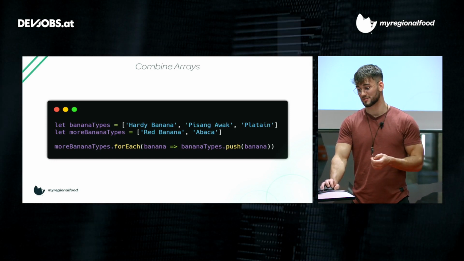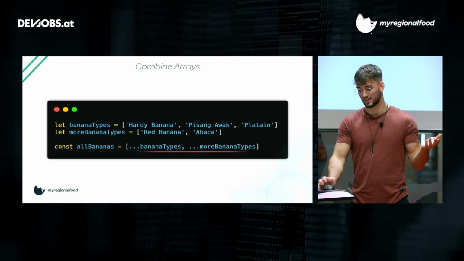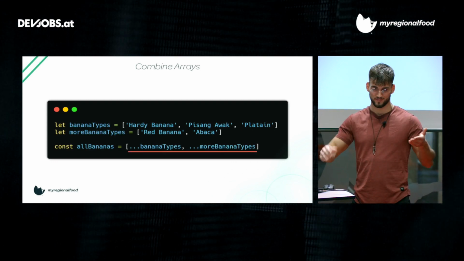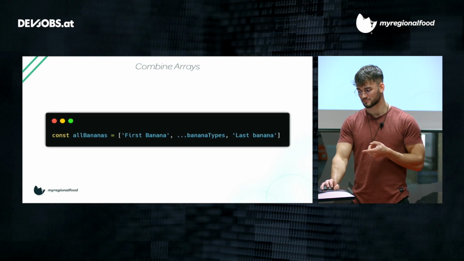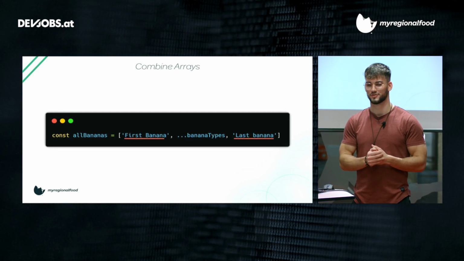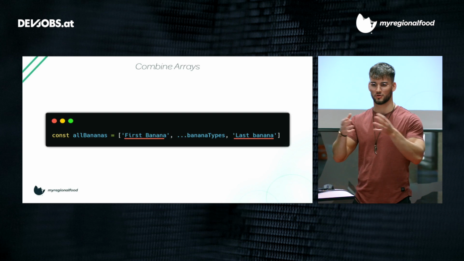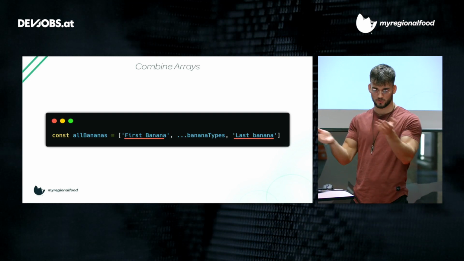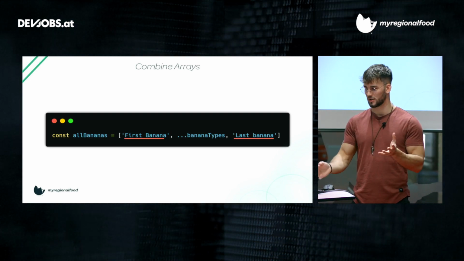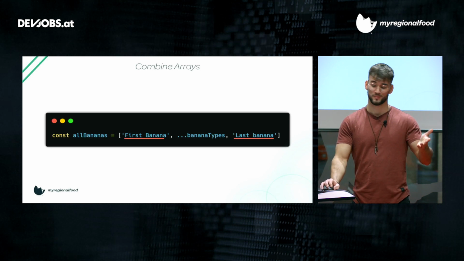But you can also just use the spread operator and spread out both arrays into a new array, which is also very cool. You can now put values at the start of the array or at the back of the array, and you can shuffle them around. It's very, very flexible. So that's pretty cool.